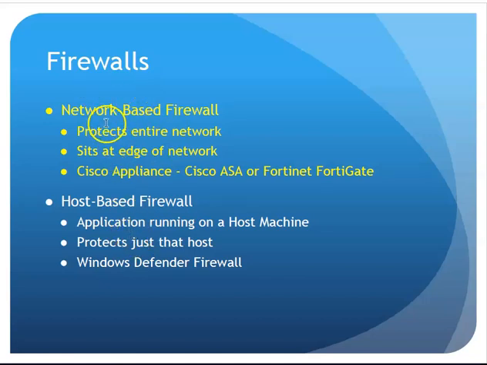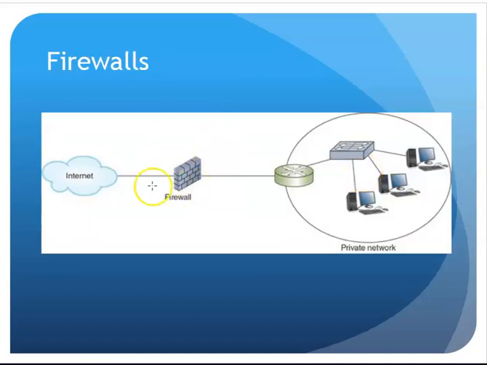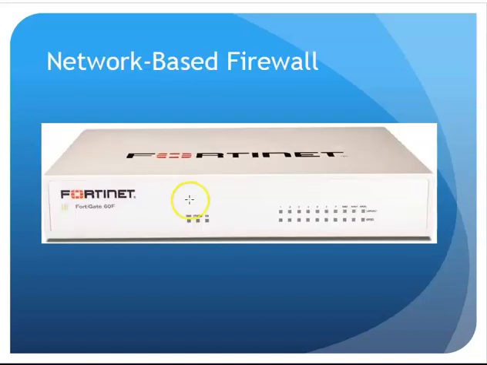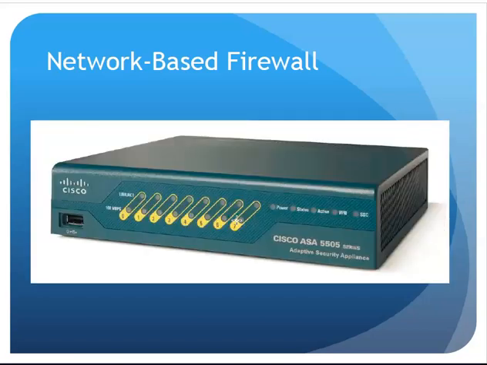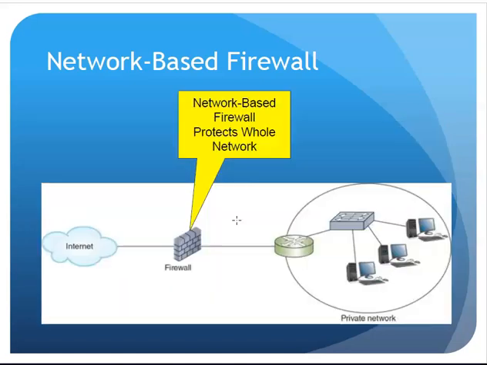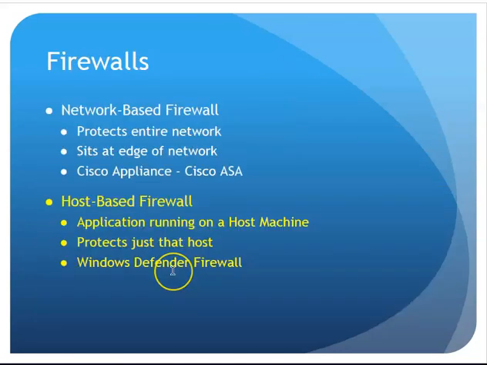The network-based firewall protects the entire network. It's going to sit at the edge of the network. It's usually going to be an appliance, kind of like a Cisco ASA or Fortinet FortiGate. This is the kind we have in our library that we'll be using. Okay, and just right here, it's typically going to sit just like that. Here's a picture of the one we have in our lab room that you end up using. Here's one that we used in the lab room for a number of years prior to that FortiGate. And it's going to sit right there to protect the whole network.